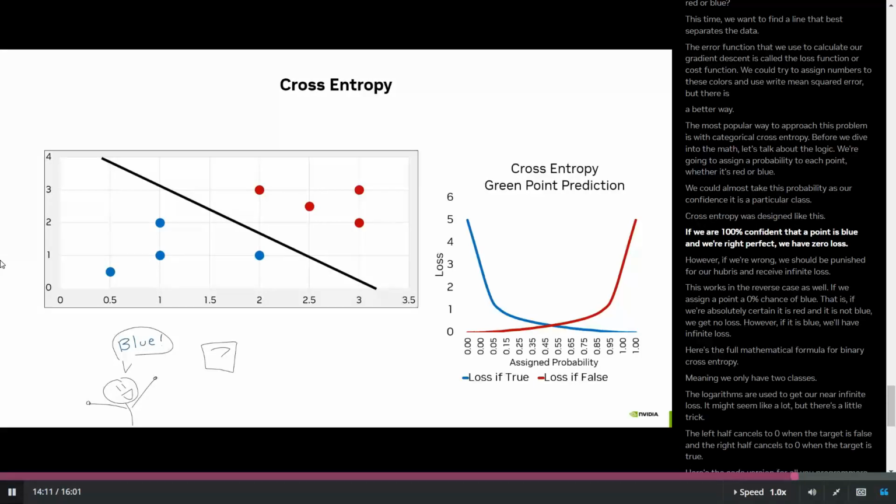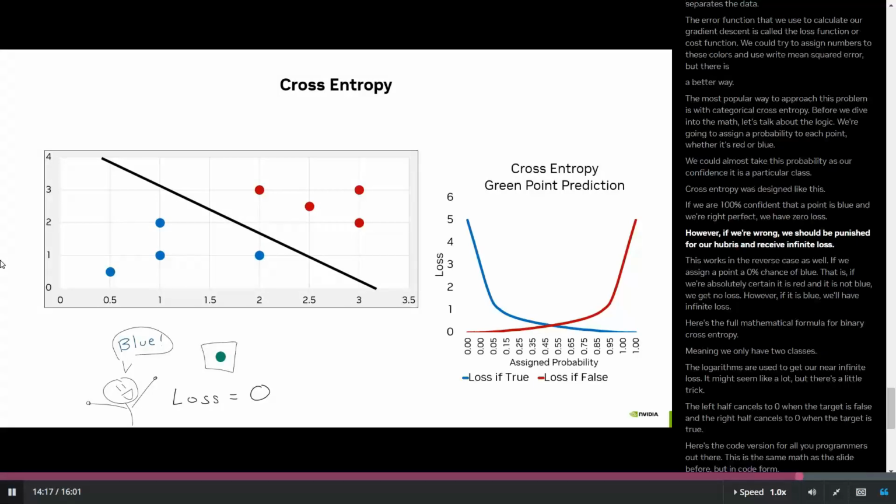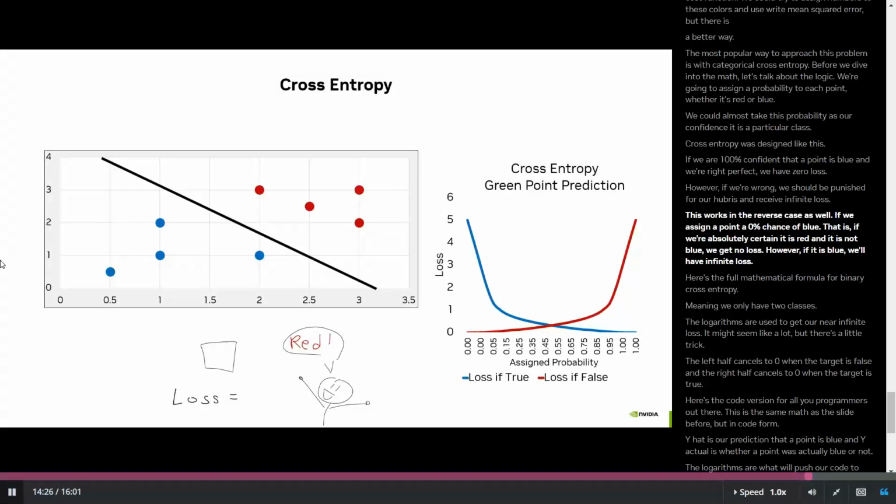If we are 100% confident that a point is blue, and we're right, perfect, we have zero loss. However, if we're wrong, we should be punished for our hubris and receive infinite loss. This works in the reverse case as well. If we assign a point a 0% chance of blue, that is, if we're absolutely certain it is red and it is not blue, we get no loss. However, if it is blue, we'll have infinite loss.